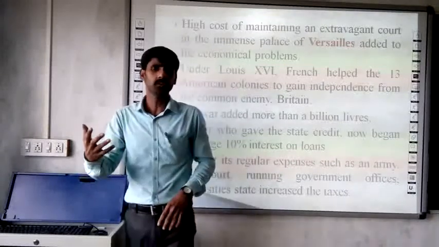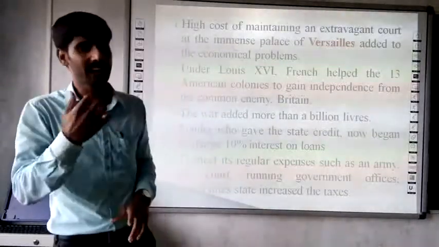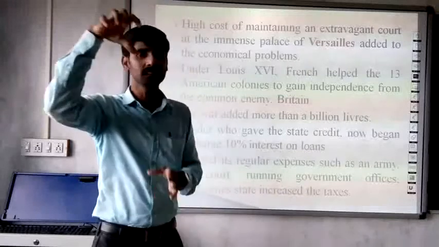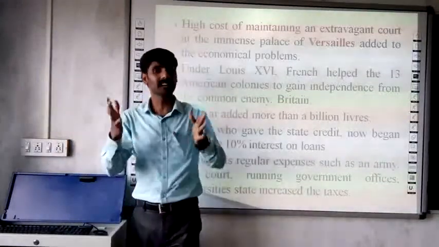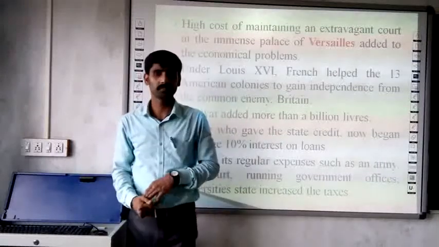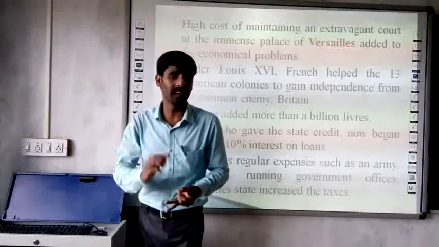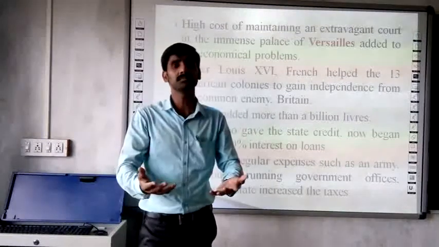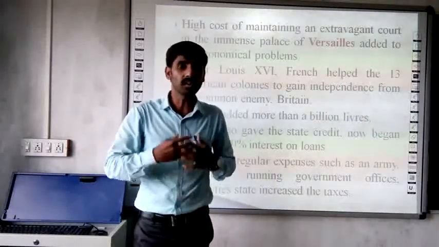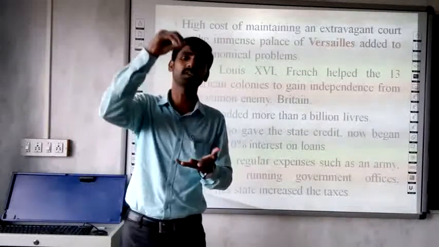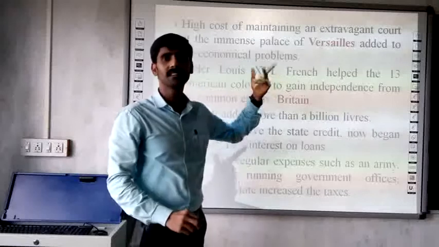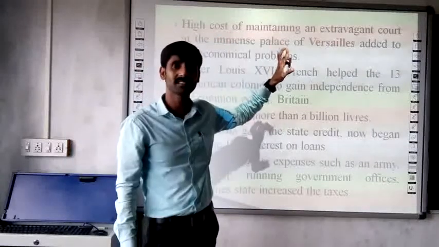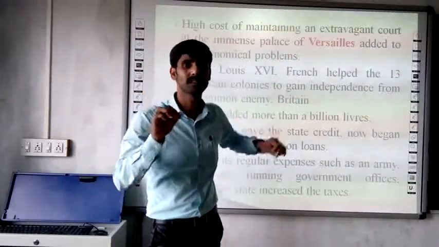The lenders who gave loans to the state now began to charge 10% interest on the loan. Apart from this, to maintain the court, to maintain the army, to pay the salary of the officials, the state had to spend a lot, and this was behind the empty treasury. And these economic causes were one of the causes for the French Revolution.